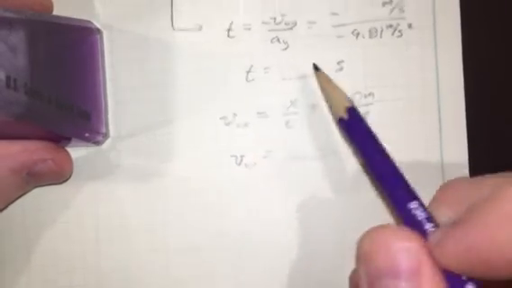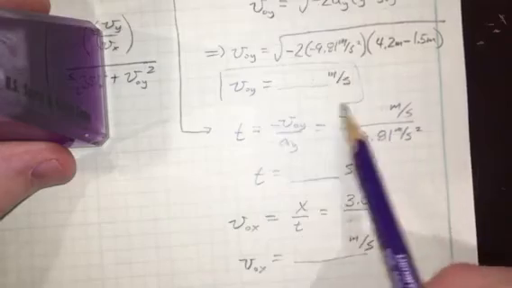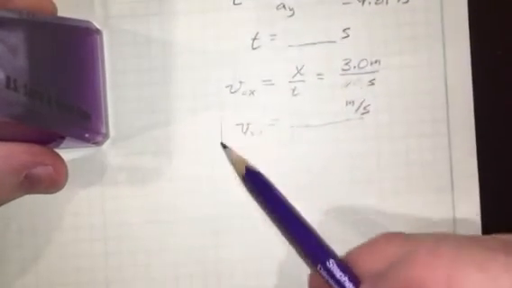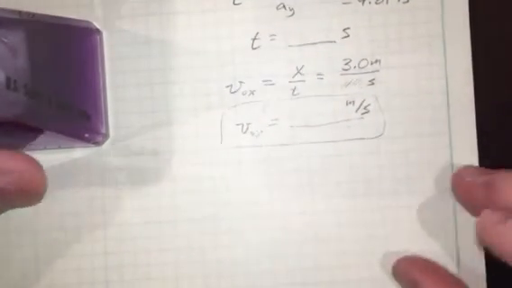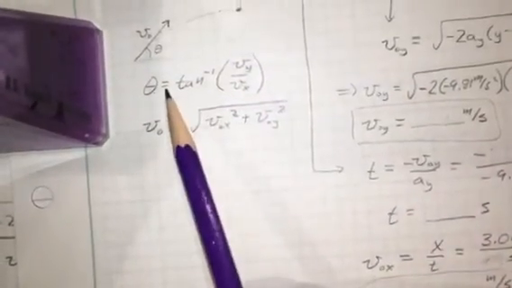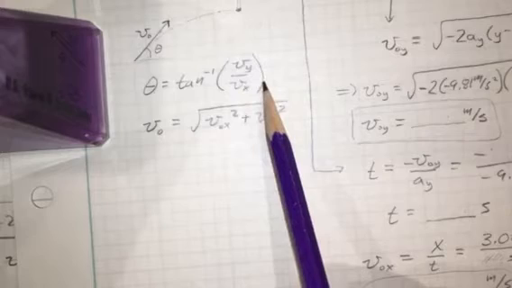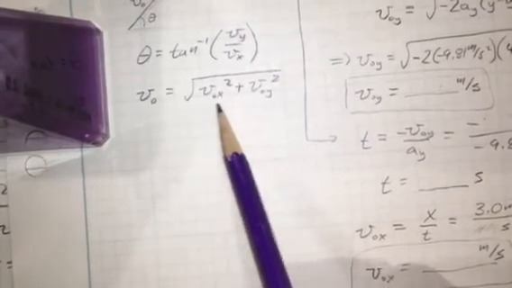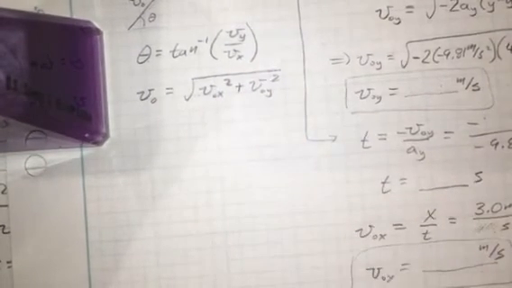I take that, put it here, distance divided by time, and this is my v naught x. So now that I have v naught y and v naught x, I have the two components of my initial velocity. I can therefore take the inverse tangent to get the direction, and I can take the square root of the sum of squares to find the magnitude of the initial velocity.